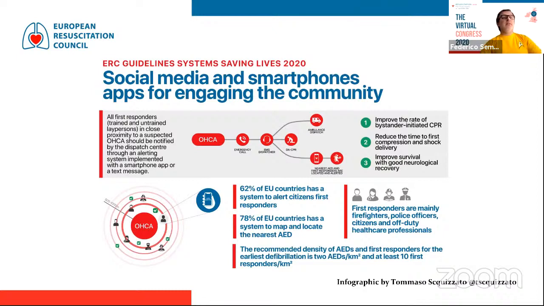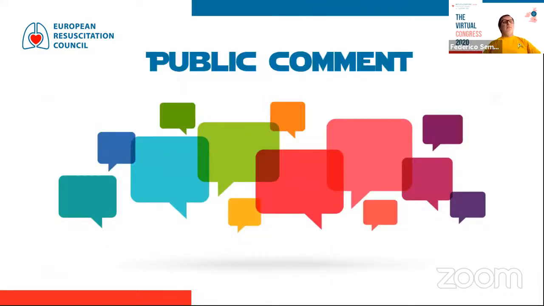Finally, last but not least, the social media and smartphone apps: sci-fi technology has finally become real. In line with ILCOR, the ERC recommended that all first responders in close proximity to a suspected out-of-hospital cardiac arrest should be notified by the dispatch center through an alerting system implemented with a smartphone app or a text message to improve bystander CPR, to reduce the time to first compression and shock delivery, and to improve survival with good neurological recovery. That's all, folks. A very quick fly over the rainbow of system saving life.